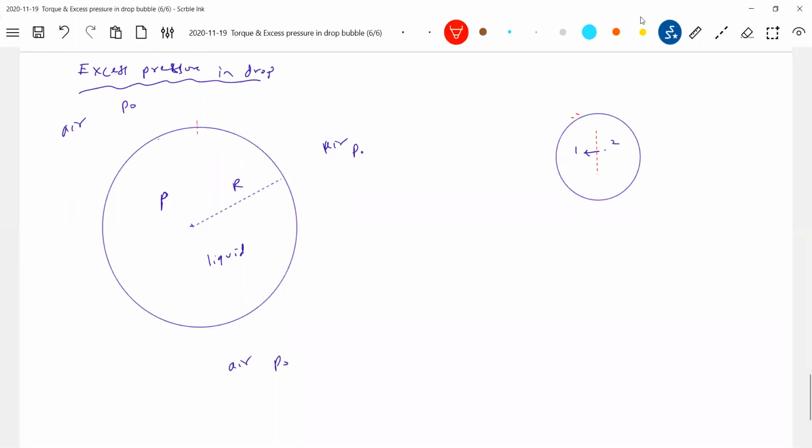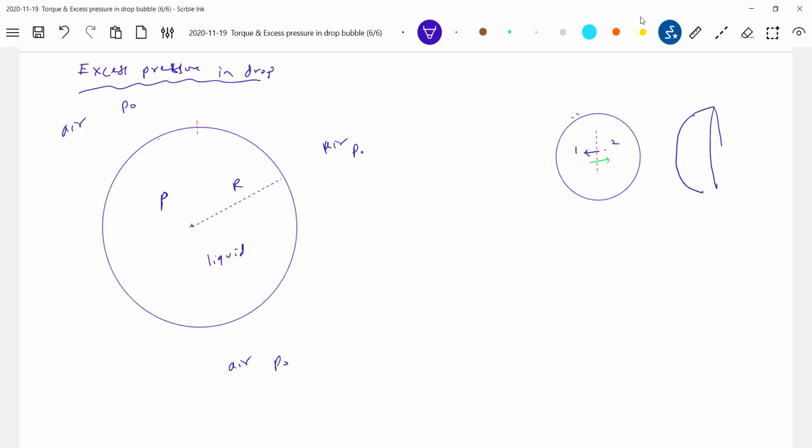Similarly, layer two will try to pull layer one. The force here is shown like this. This is the force due to surface tension. So if you separate this, this imagination is very important. You break up that lemon.